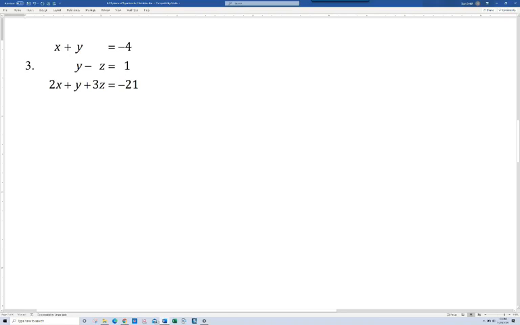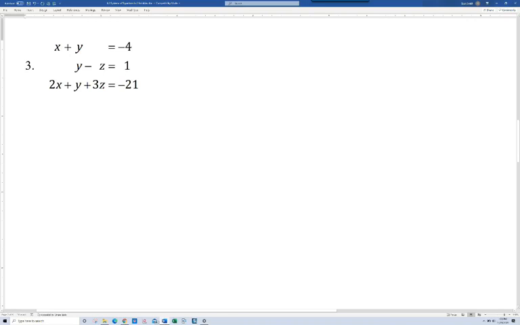Now remember, our first goal, our first step, is to get two equations in the same two variables. So I want you to think about how you would accomplish that here. Go ahead and look at it and see if you can figure out a way that you can get two equations in the same two variables. And you may want to stop the video. I'm going to go ahead and go through this.